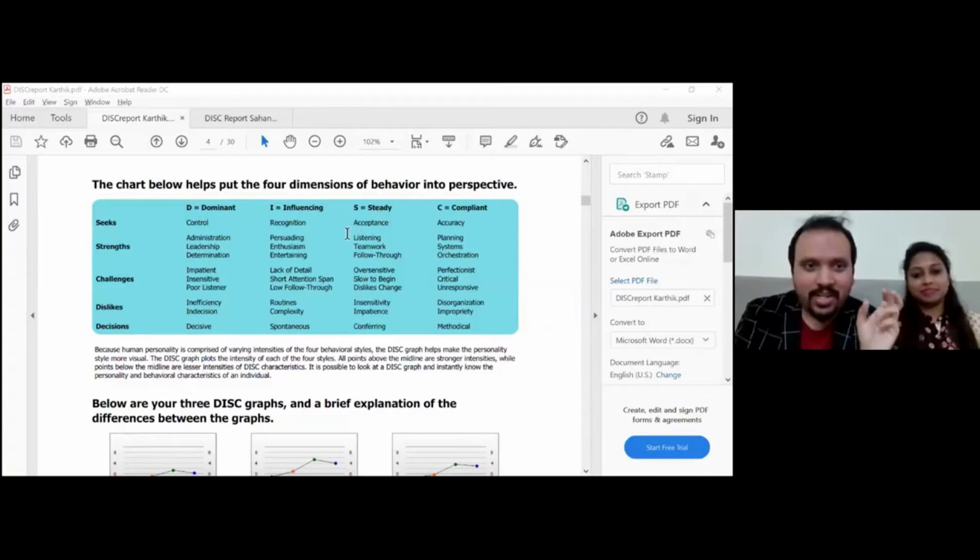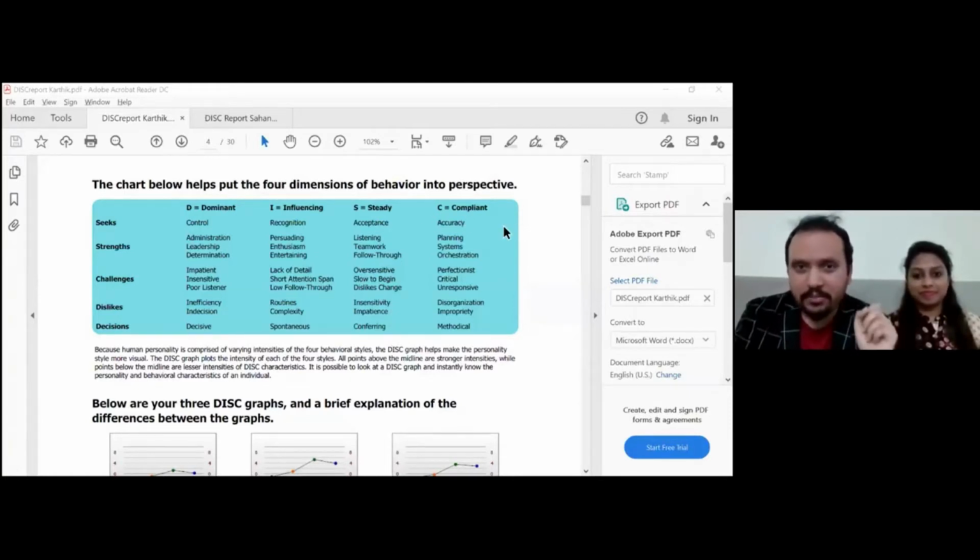What is S? Steady. What is the core need? Acceptance. What are the strengths? Listening, teamwork, follow through. What are the challenges? Oversensitive, slow to begin, and dislikes change. Dislikes insensitivity and impatience, and decisions are very conferring. We can sit and discuss.